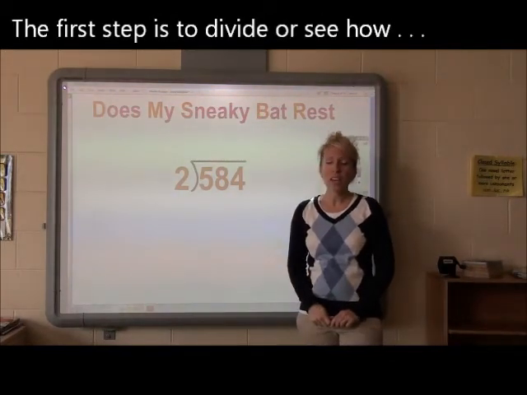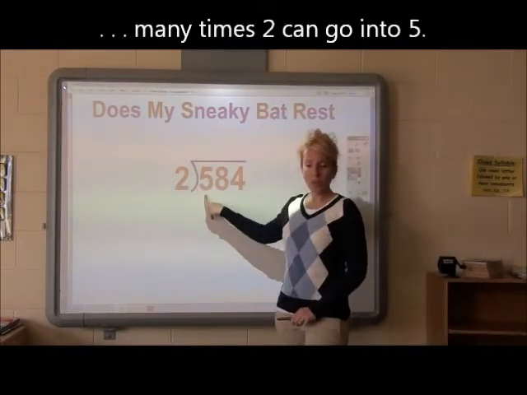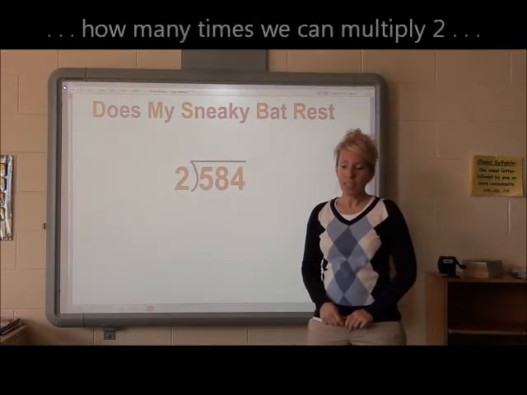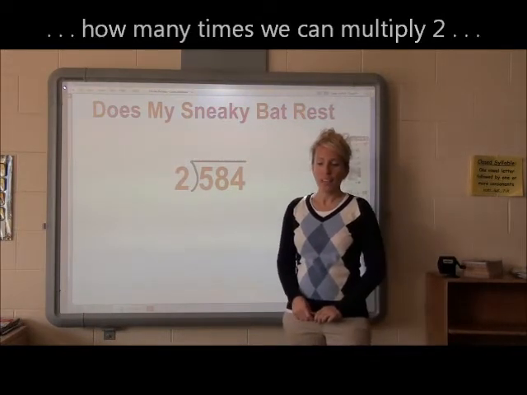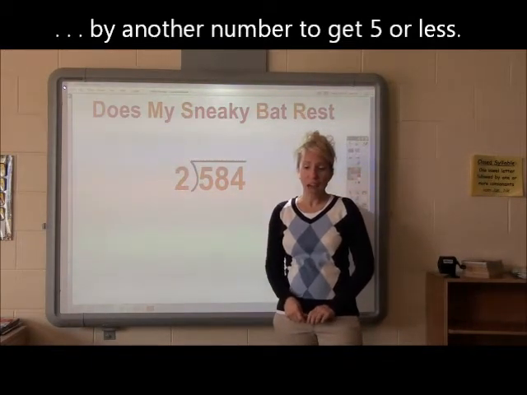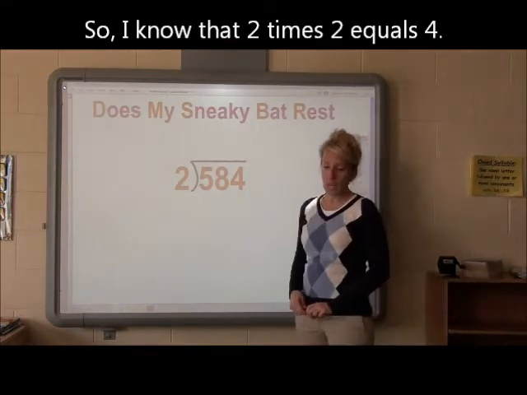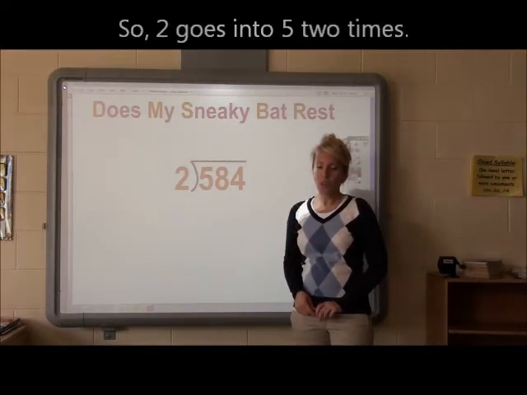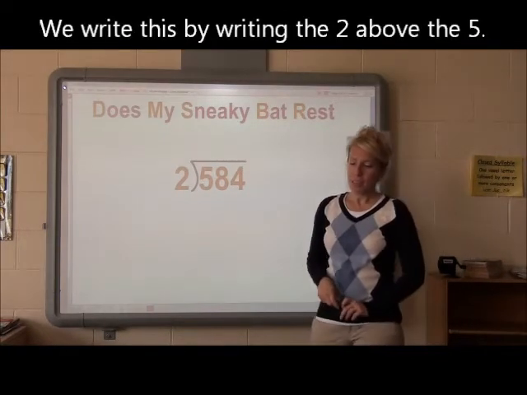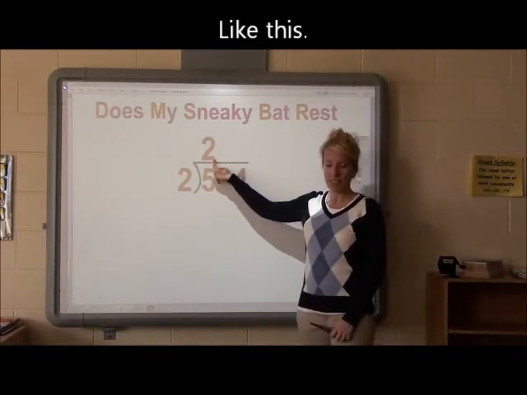The first step is to divide, or see how many times 2 can go into 5. In order to do that, we need to know how many times we can multiply 2 by another number to get 5 or less. So I know that 2 times 2 equals 4. So 2 goes into 5 2 times. We write this by writing the 2 above the 5, like this.